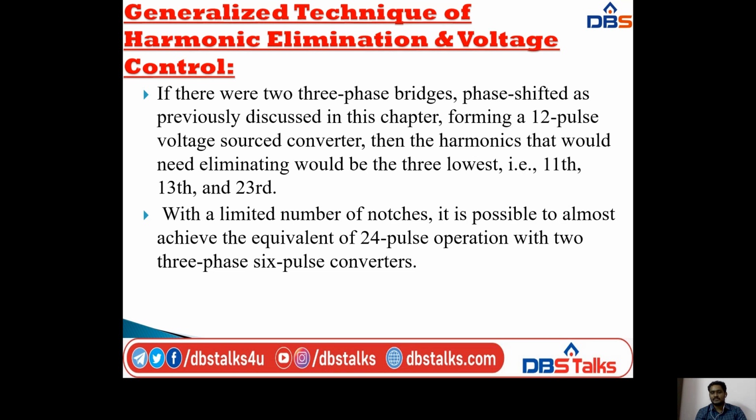With a limited number of notches, it is possible to almost achieve the equivalent of 24 pulse operation with two three-phase 6 pulse converters, which is nothing but a 12 pulse converter. So by using two three-phase 6 pulse converters, the operation is equivalent to the 24 pulse operation with a limited number of notches.